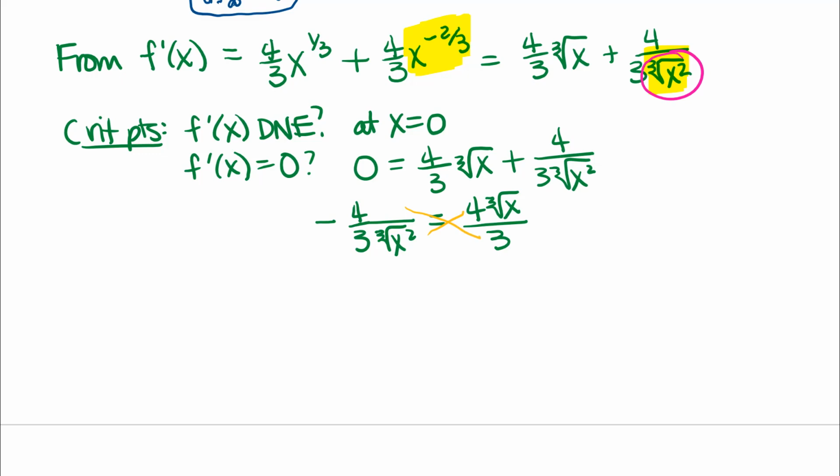So I will end up with negative 12 equals 12, and then I'll have cube root of x squared times cube root of x. So that'll give me cube root of x cubed, or just x. And nicely, that's simplified. So from here, the algebra is easy.